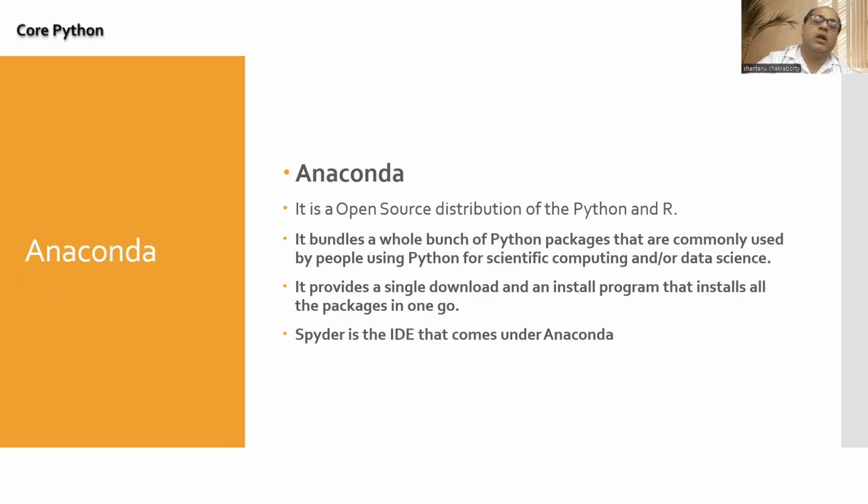Then comes Anaconda. Anaconda is an open source distribution of Python and R. Basically, it's a bundle of Python packages that are commonly used by people using Python for scientific computing. Anaconda, as part of the IDE, the integrated development environment, provides a single download and install program that installs all the packages in one go. This is how Anaconda works.